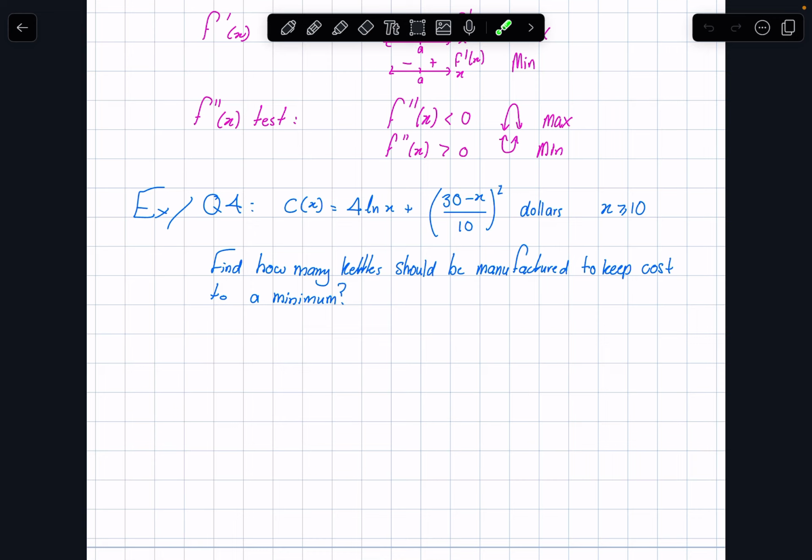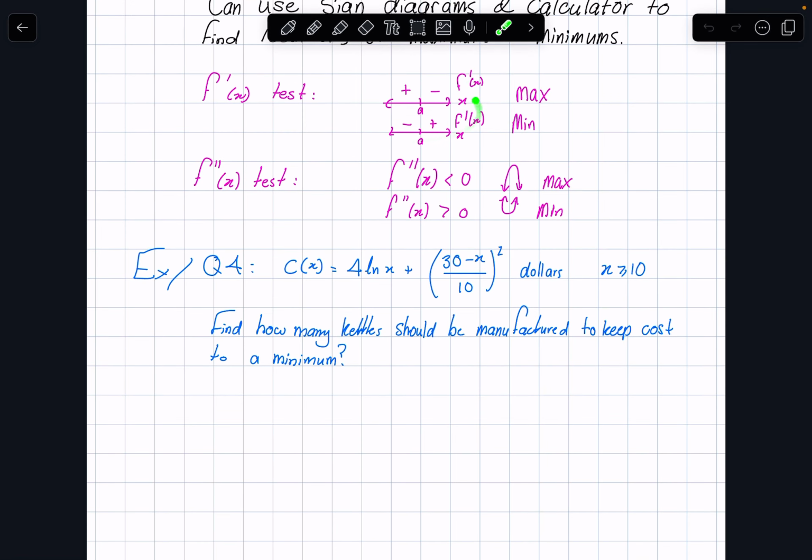This is finding how many kettles should be manufactured to keep cost to a minimum. So that means x is the number of kettles. I need at least 10 kettles, all right? And this is my cost function here. Now, I personally think the easiest way to solve these is to do the first derivative test, because that tells me exactly where my maximum and minimum values are for the variable I'm trying to find.